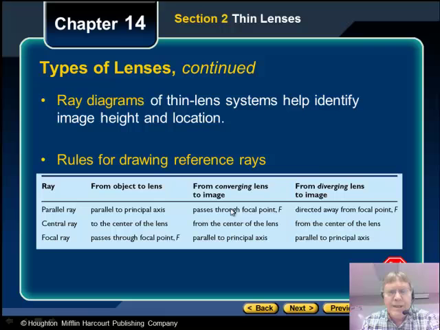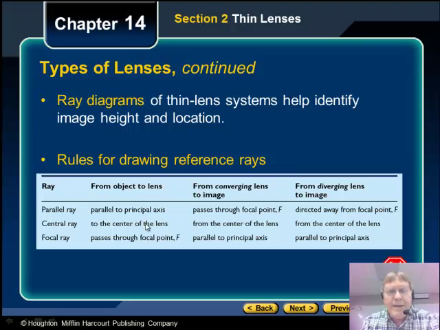And that's for a converging lens. We'll deal with diverging lenses in a moment. The central ray, this is the ray that passes through the center of the lens. Okay, that's right at the very middle, and that one just goes straight through. It's not refracted at all. Okay, so a ray of light through the center of the lens, that's where the plane of the lens crosses the principal axis, will pass straight through without being refracted. Then the focal ray is the ray through the focal point, and that gets refracted parallel to the principal axis.